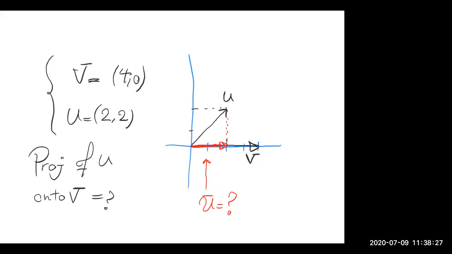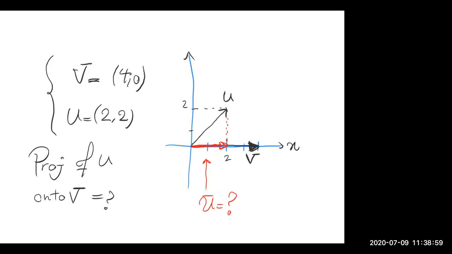Sorry, I changed everything once at least. So I have two vectors: a vector v and a vector u. V is 4 and 0. This is v here on the x-axis. And then I have a vector u, 2 and 2. And I want to find the projection of u onto v, the shadow of u onto v, and see what that thing is. Okay, how can I find that?